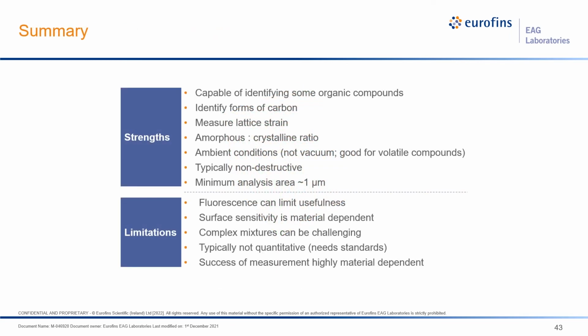Okay, so let's summarize Raman. So again, Raman is very good for analyzing organic compounds. It also is a little bit stronger than FTIR in terms of inorganic compounds. Inorganic compounds have more well-defined Raman spectra. Again, the big strength is looking at different types of carbon, but we can also measure lattice energy, amorphous to crystalline ratio, and just like FTIR, this is an ambient condition, non-destructive technique with a minimum area of 1 micron.